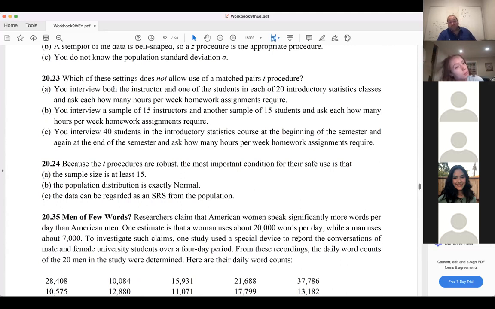Well, certainly the answer is definitely not B, because robustness basically says that you can kind of relax conditions and still be okay. And if you require it to be exactly normal, that's the opposite of relaxing conditions. That's very stringent conditions. Okay, so B is certainly not right. When you get A and C, the sample size is at least 15 and the data can be regarded as an SRS.